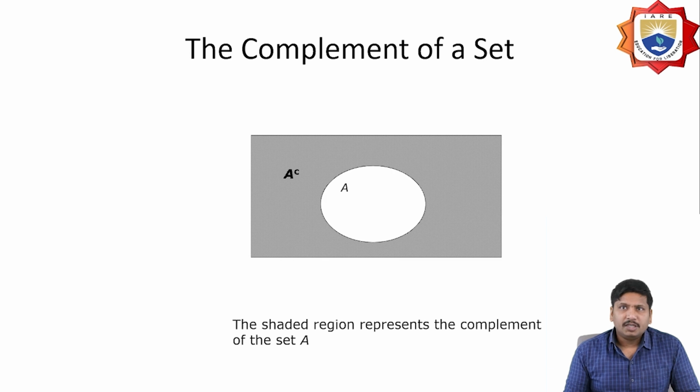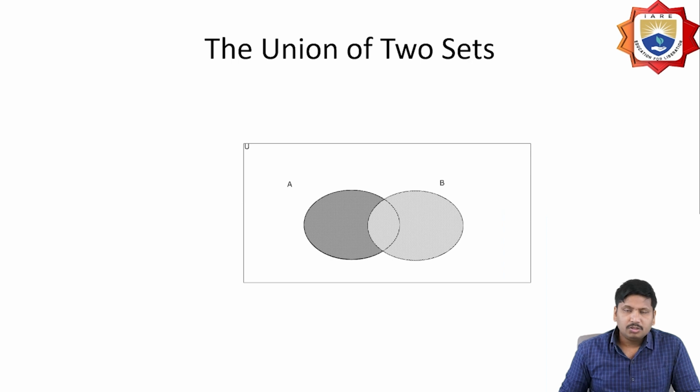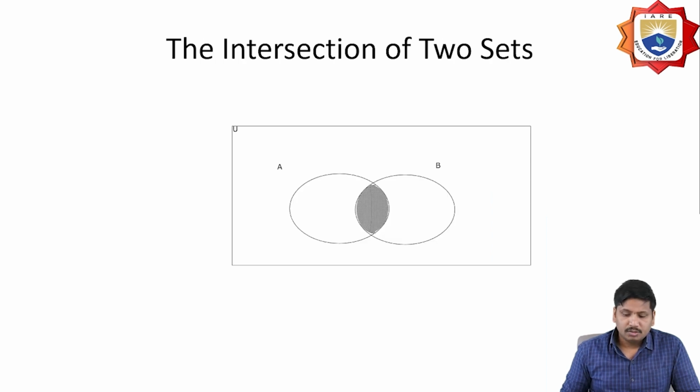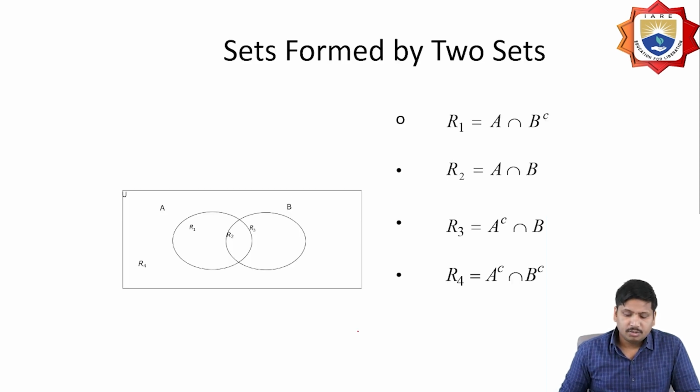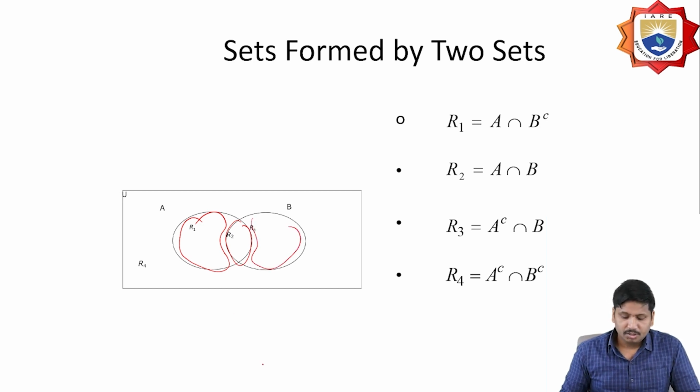So the complement of the set A is written as A'. This should be the set A, and it should not appear in the complement. The union of two sets is written like this. The intersection of two sets is the common part of the two diagrams. And then the sets are formed by the regions. So region 1 should be written as A ∩ B', region 2 should be written as A ∩ B, region 3 should be written as A' ∩ B, and region 4 should be A' ∩ B'.